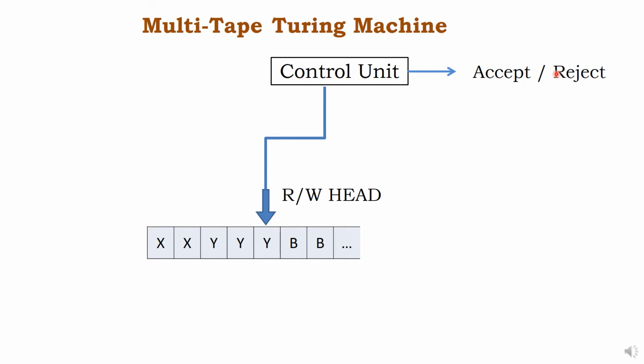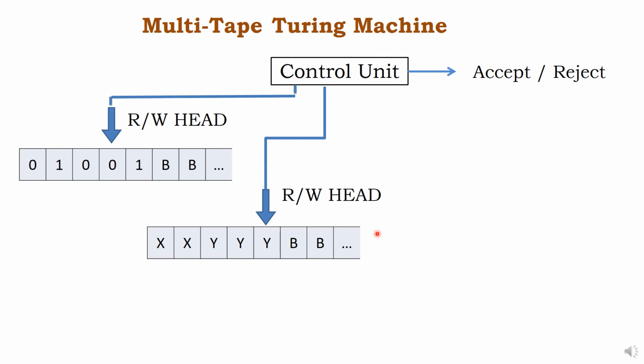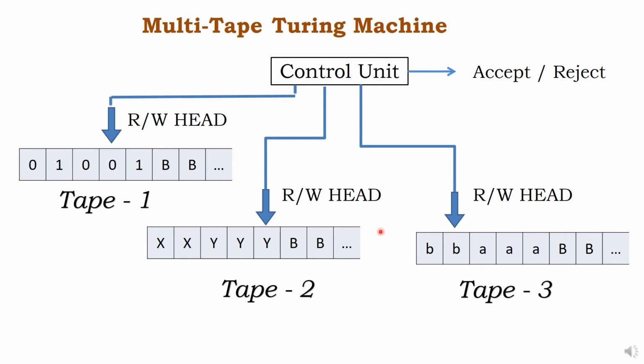A multi-tape Turing machine does not have one tape, it has many tapes. I am showing one more tape. I have taken an example with 3 tapes. It has a single control unit which controls tape 1, tape 2, and tape 3. Each tape has its own head, which can read as well as write independently. If this head is going right, this head can go left. If this head is replacing 0 by x, this head may replace b by x. Anything is possible.